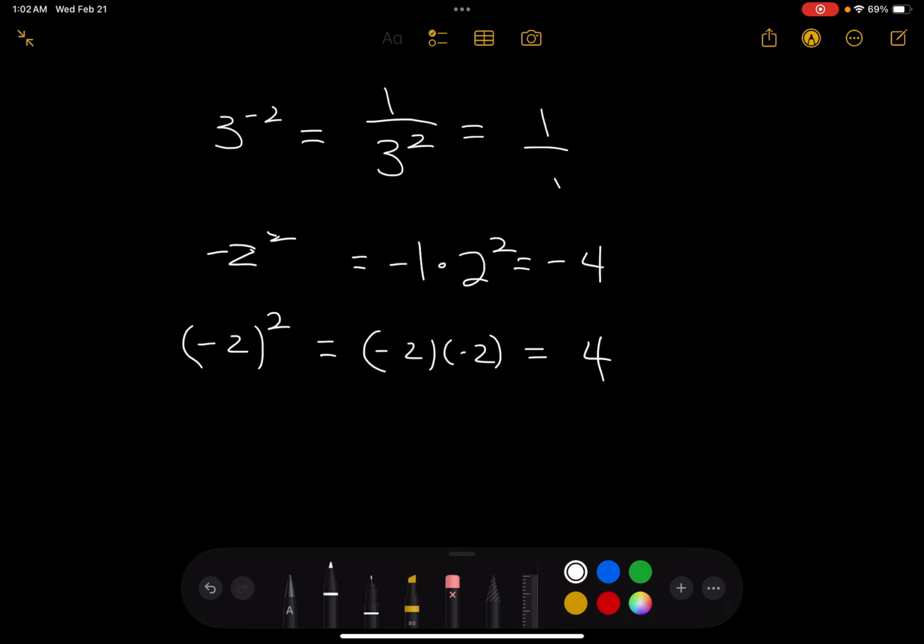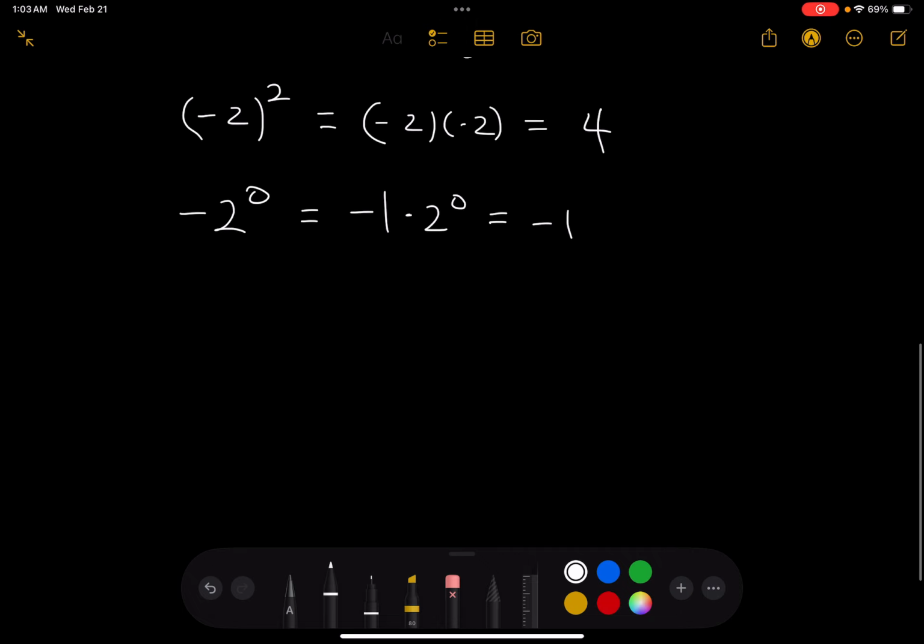The rule applies in a similar way when something is to the 0 power. So the fundamental rule is any number to the 0 power is 1. But if you had negative 2 to the 0 without parentheses, well, technically speaking, this is the same thing as negative 1 times 2 to the 0, and that's why it's going to be negative 1, versus negative 2 to the 0, where there are parentheses, which is going to be positive 1.